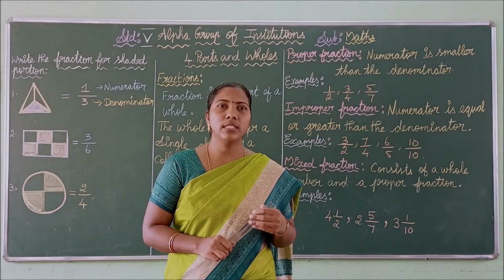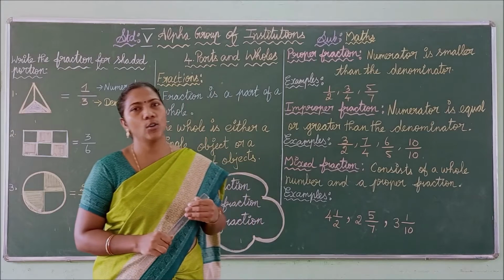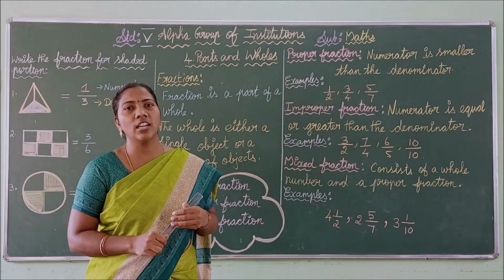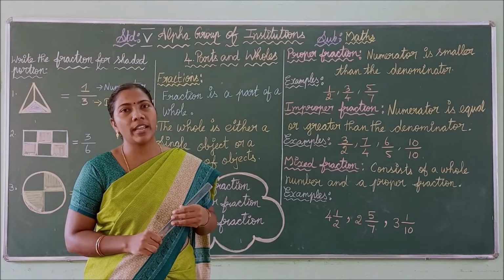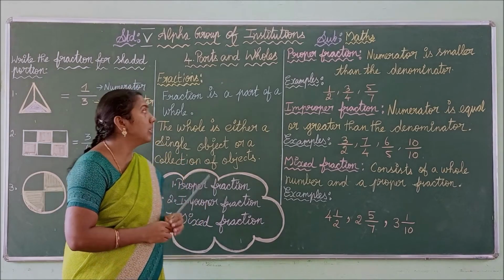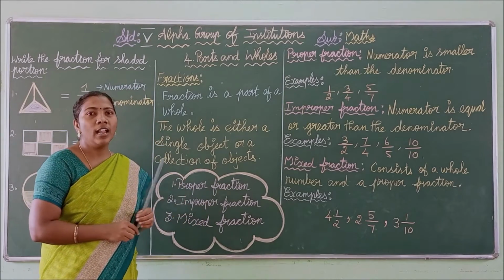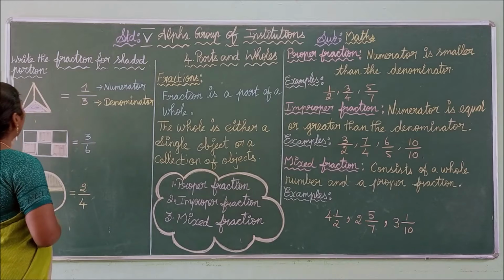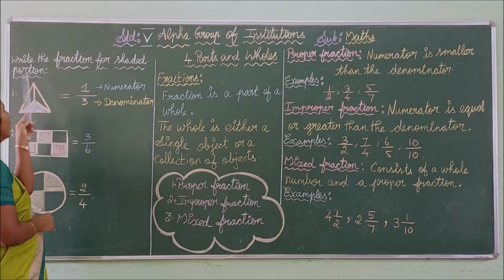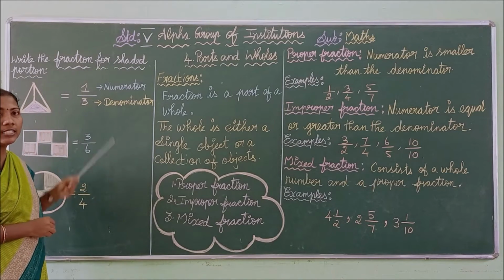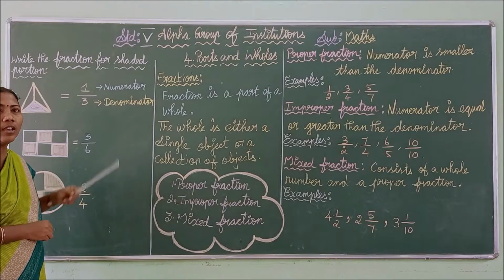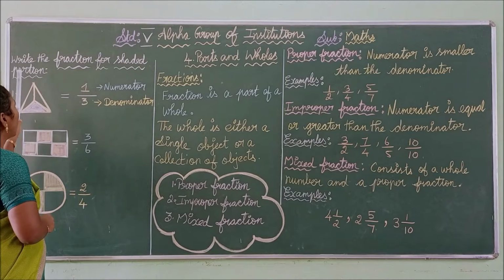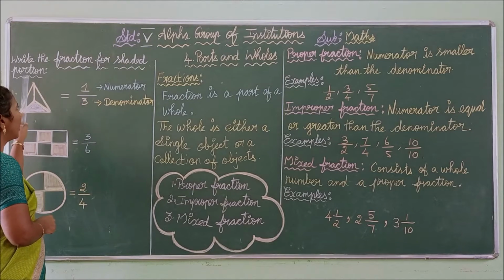Which chapter are we discussing? Parts and wholes. In the last section, we discussed fractions. What is meant by fraction? Before seeing the definition, let us do this exercise. Write the fraction for the shaded portion. We have already seen this; once again we are recalling it.